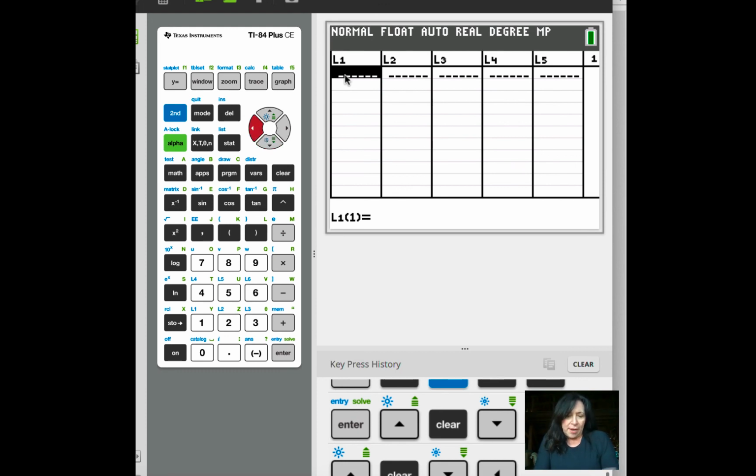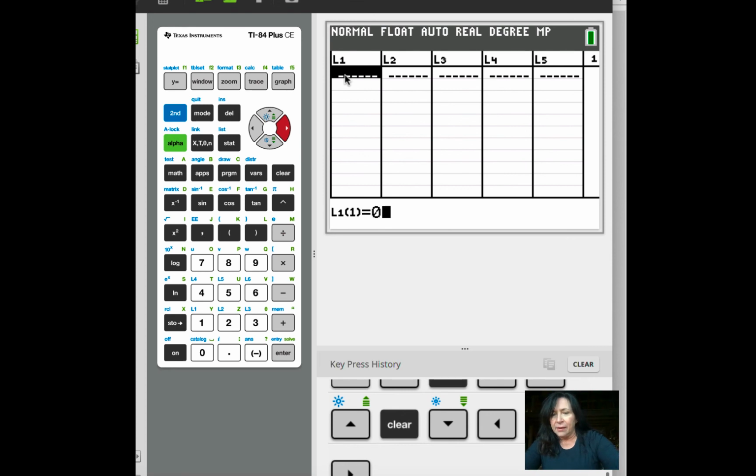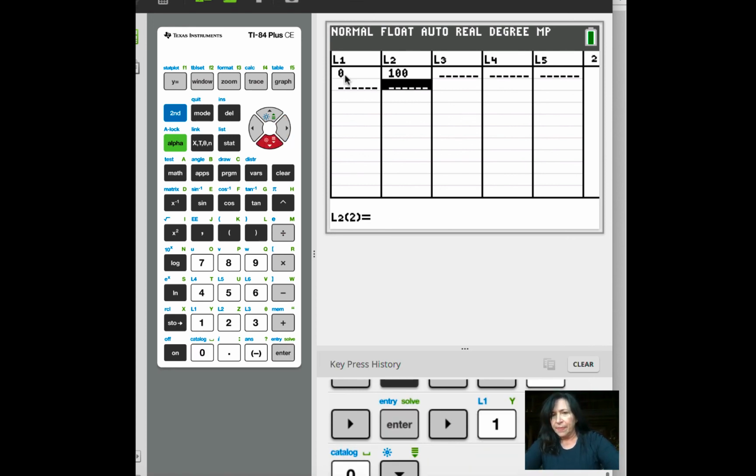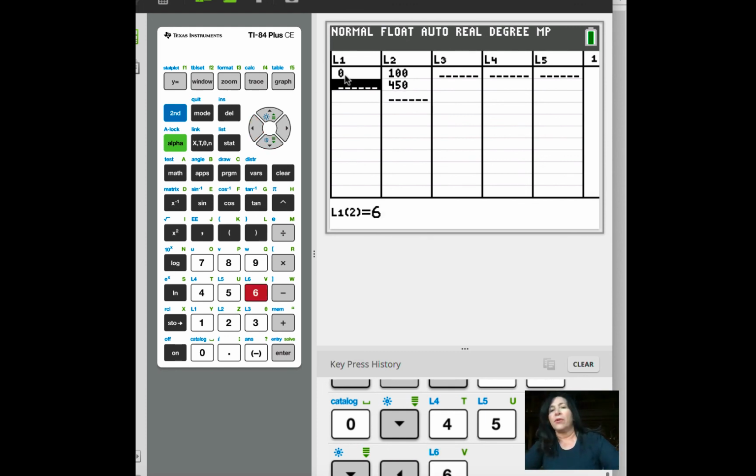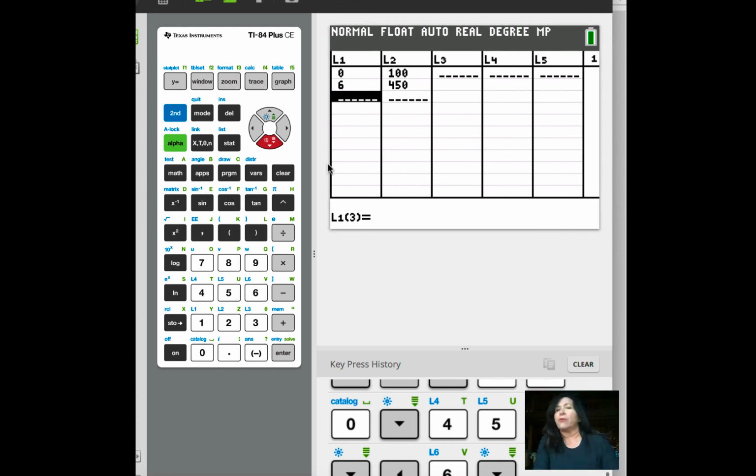So our first point, what are our points? We have 0 and enter. And then over to the right, we have 100. And then below that, we have 450. And to the left, the other value was 6 hours later. So that's a 6. So once we have these values here, we want to plot our graph, just to see what it actually looks like.